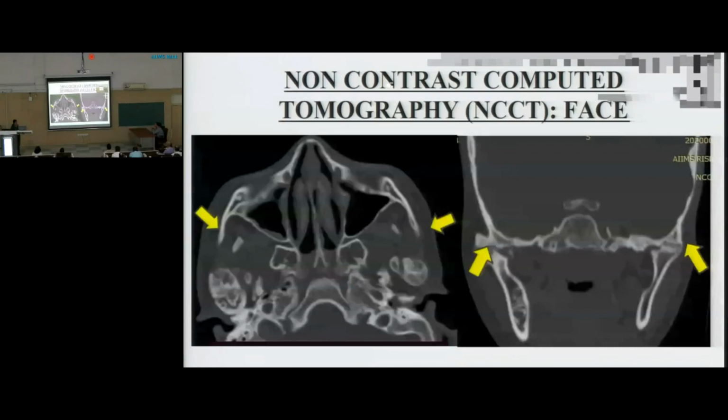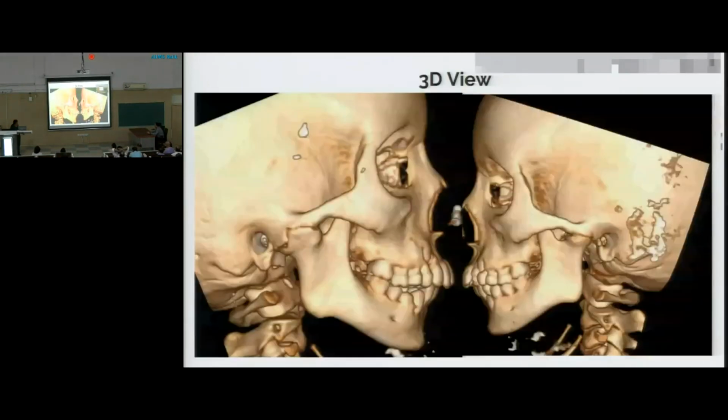Then we proceeded with her NCCT face. This is the axial section and this is the coronal section. Again there is a bony mass over the TMJ region with the interarticular space obliterated bilaterally, which is suggestive of TMJ ankylosis. This is a three-dimensional view done for the patient, and the bilateral TMJ fusion has been depicted here.